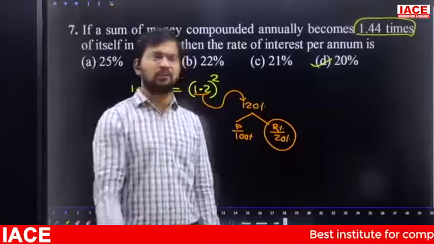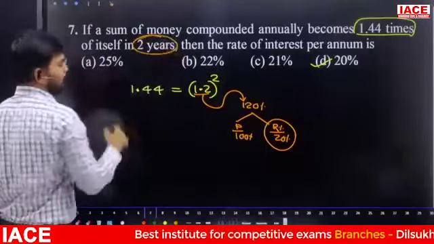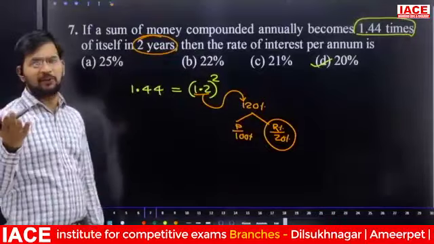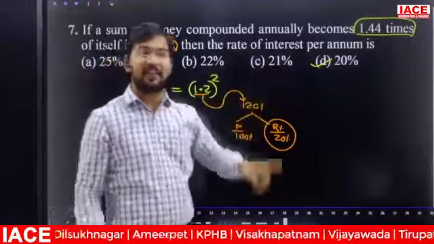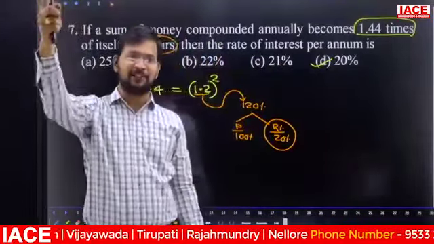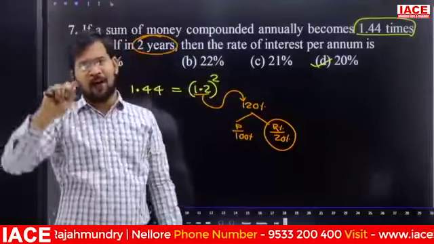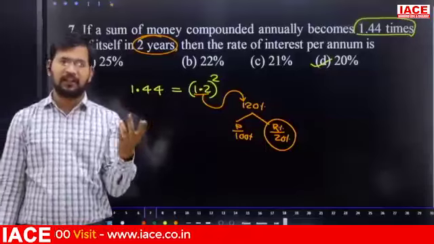Sir, why are you taking square? They are asking for 2 years. That is the reason I am taking square. If they ask for 3 years, then I take cube. At that time it is not 1.44 times but 1.728 times, because 1.728 is 1.2 whole cube. All of you clear? So when they ask for 2 years we take square, and when they ask for 3 years we take cube.